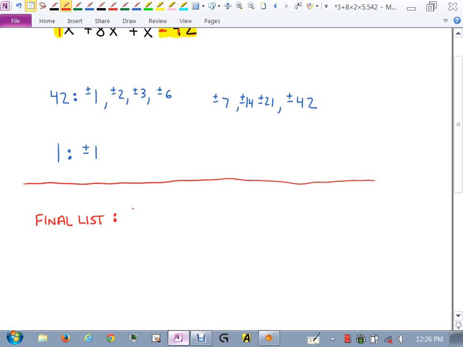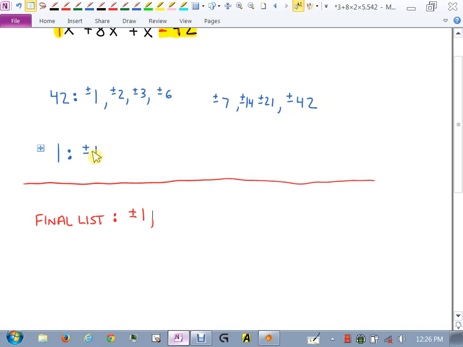What about the next one? How about 2 over this? So 2 or negative 2, right? Do you get what's going to happen here? 3 over this? I mean, it's the same list as the top one, right?